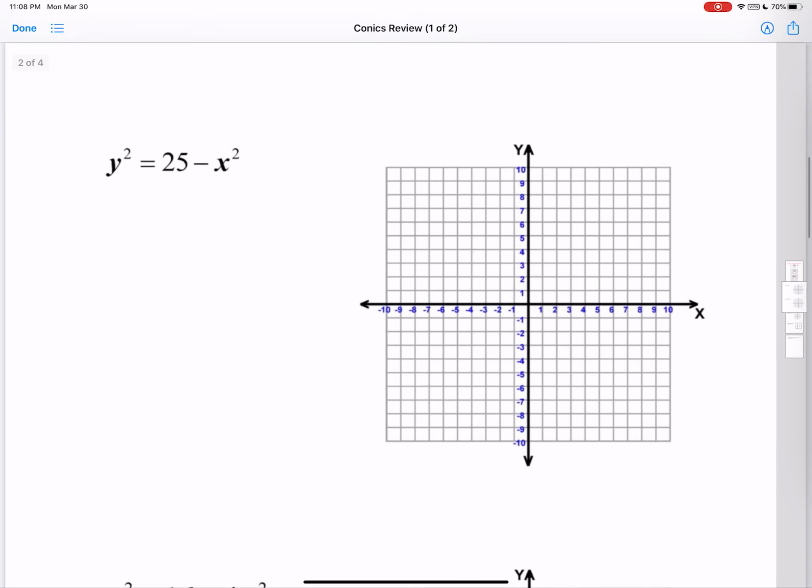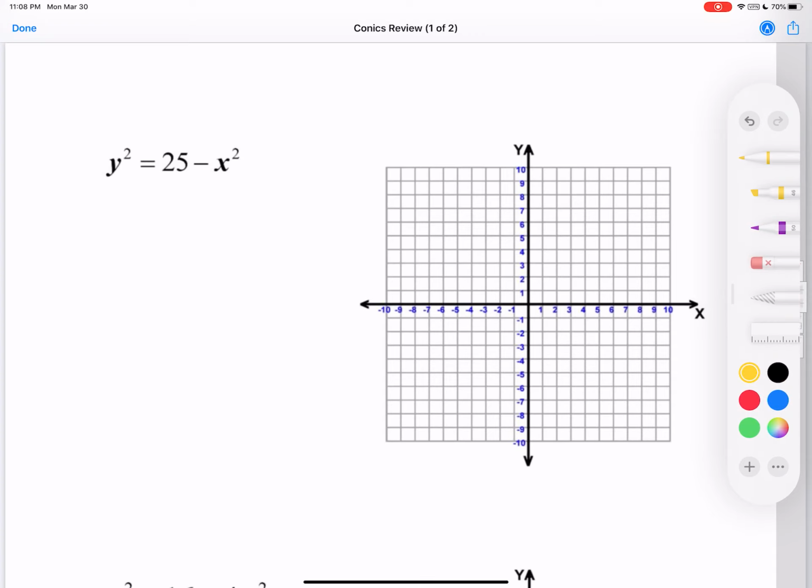So this first one, we have y^2 = 25 - x^2. And what we want to do is rewrite this equation in standard form. Now, to get this into standard form, we want the x values and the y values all on the left side of our equation. And if you didn't notice in our equations above, the x's and the y's were always on the left. So I'm going to move this x squared to the left by adding x squared on both sides. And when I add x squared on both sides, we now have x^2 + y^2 = 25.